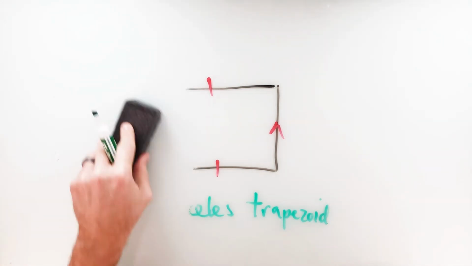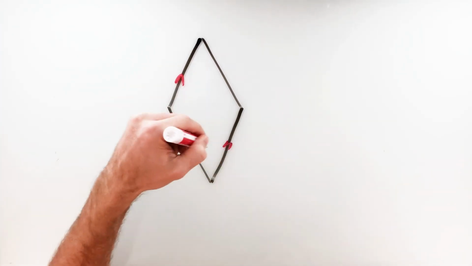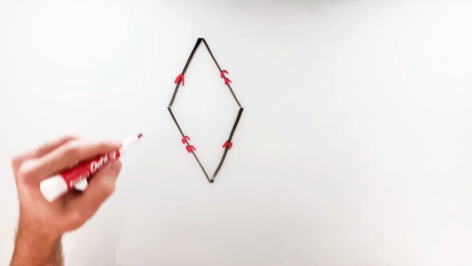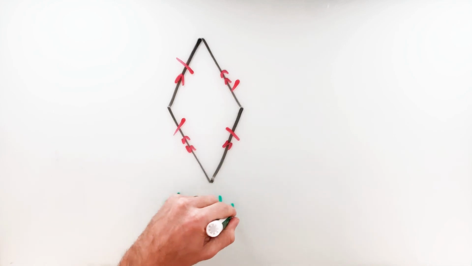Let's try one more. Okay, last one here. Hopefully this one's not too bad. Think you got it? Both pairs of opposite sides parallel, so two sets of parallel sides, third branch, and all four sides are marked congruent, which is the definition of a rhombus.